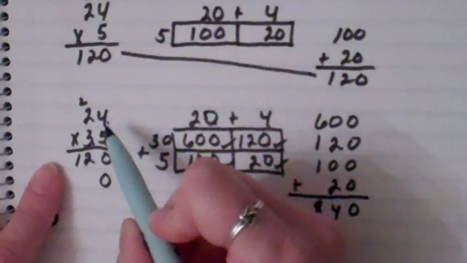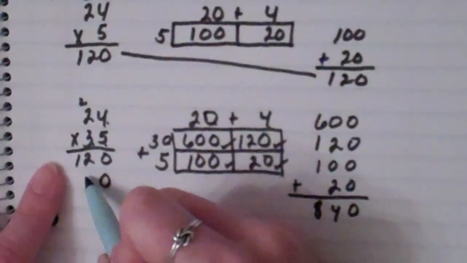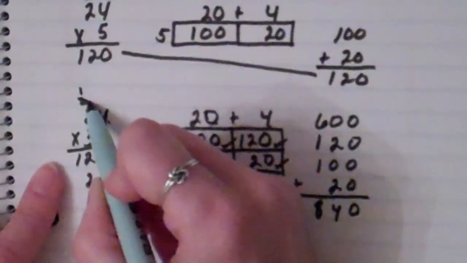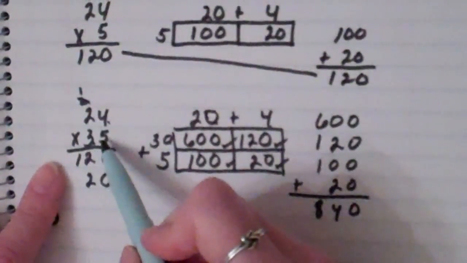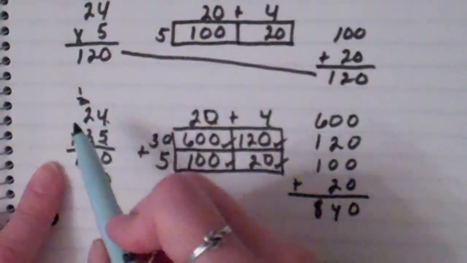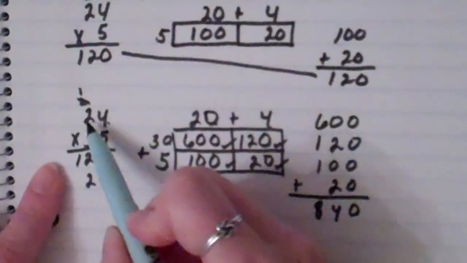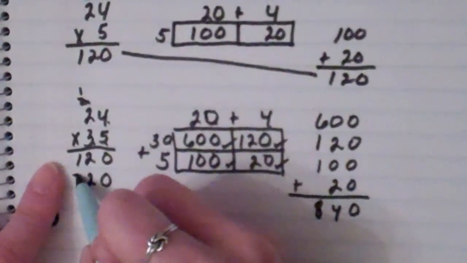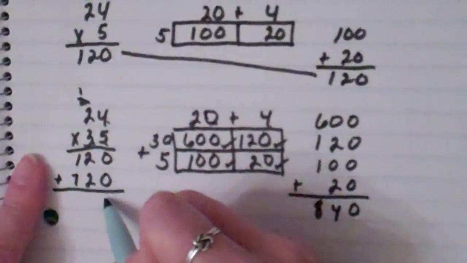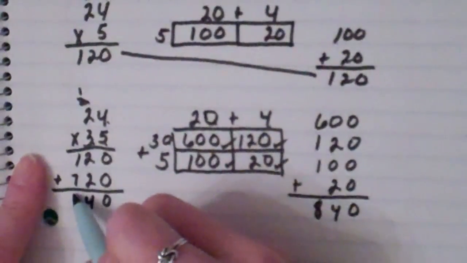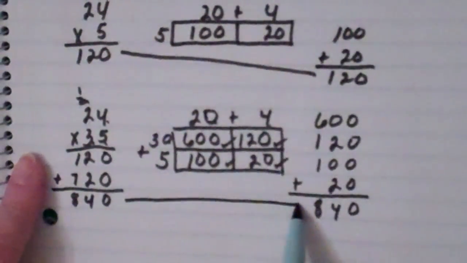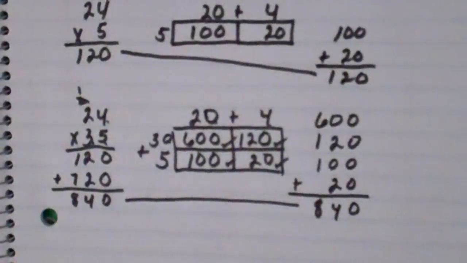3 times 4 is 12. Put down the 2, regroup the 1, and cross off the 2 that I had there from when I was multiplying the 5 because I don't want to get mixed up with them. So now I can do 3 times 2 is 6, plus 1 more is 7. Add the partial products together. 0, 4, 800. 840 equals 840. I know I did a good check.